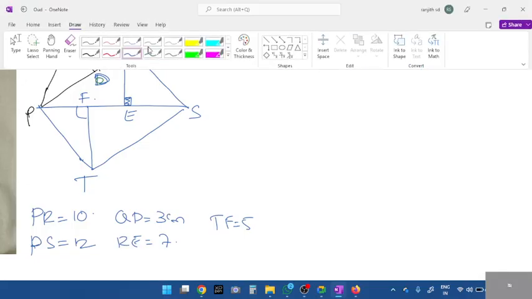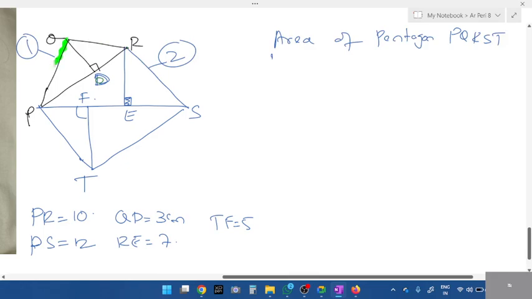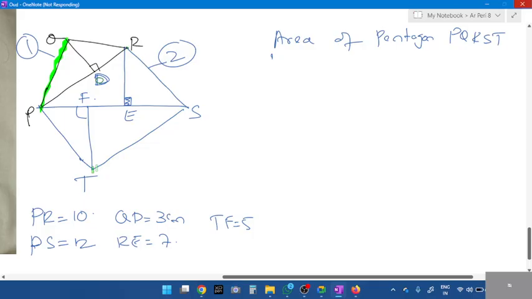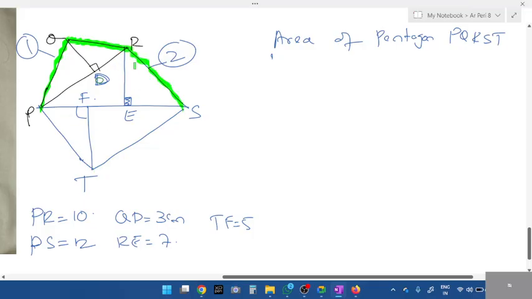How many sides does it have in total? Look here. 1, P to Q. Follow this line. Q to R is the second side. R to S is the third side. S to T is the fourth. T to P is the fifth. Total, a five-sided figure.